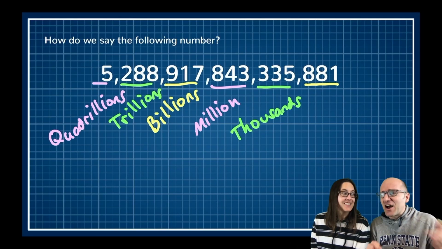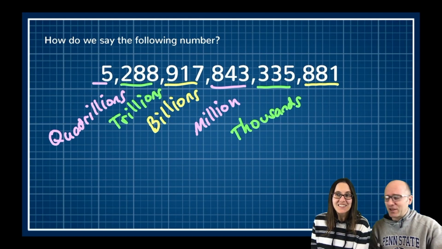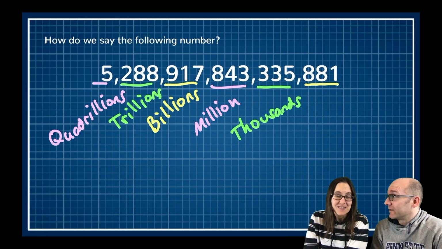Septillions, octillions, nonillions. It just keeps going forever and ever. We usually don't get to numbers quite that big on a daily basis, but the numbers go forever.